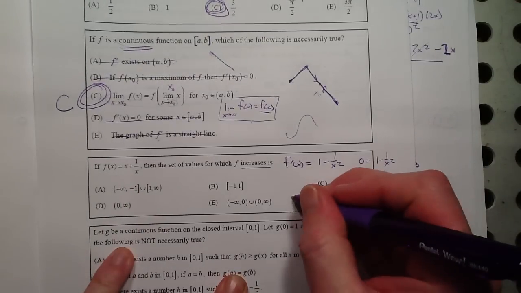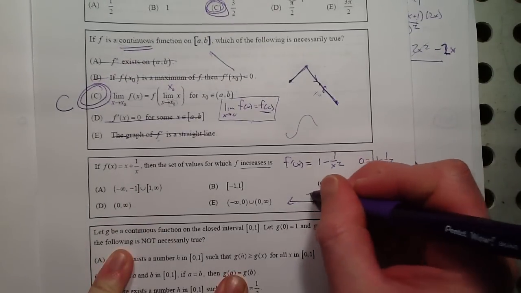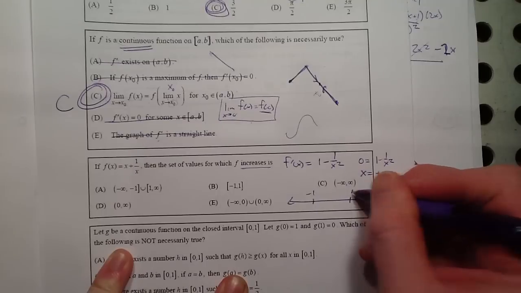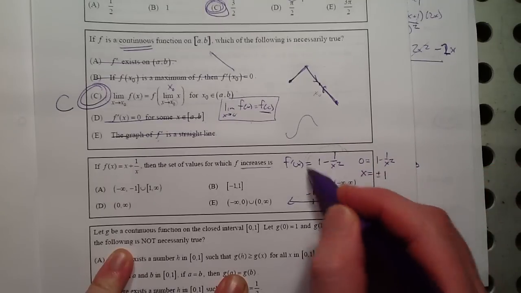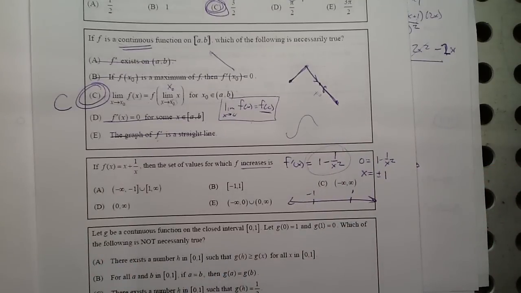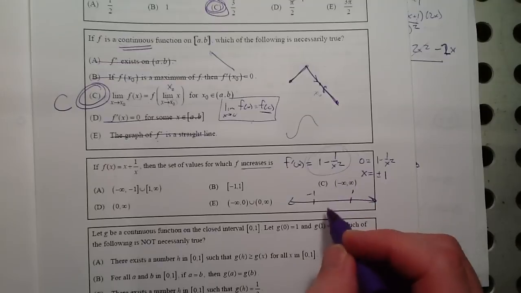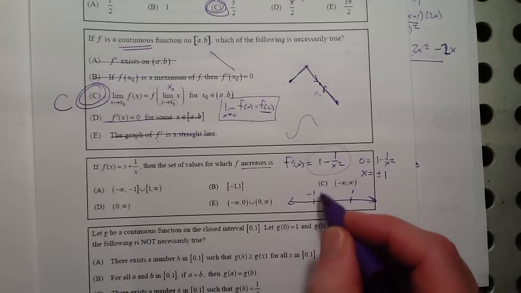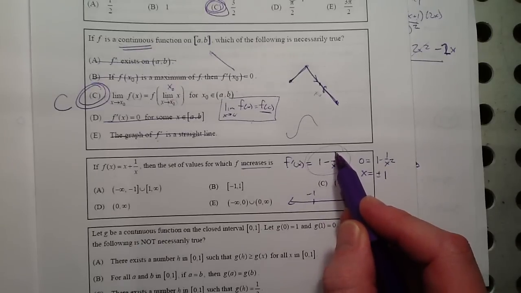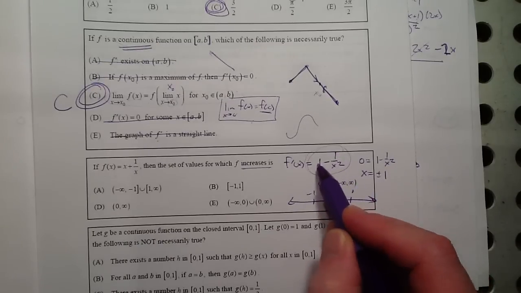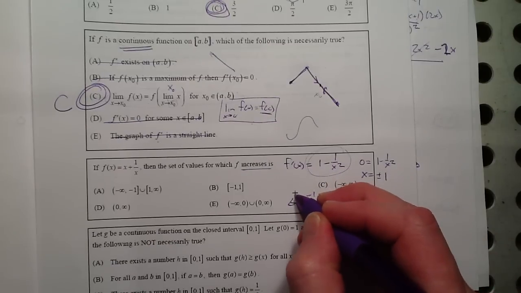All right, so let's set up our number line. Negative 1, positive 1, and we want to plug some numbers in here and see what we get. Notice you can't plug in 0. If you plug in something like negative 2, you get 1 minus 1 over negative 2 squared, which is 4. 1 minus 1/4 is a positive number.